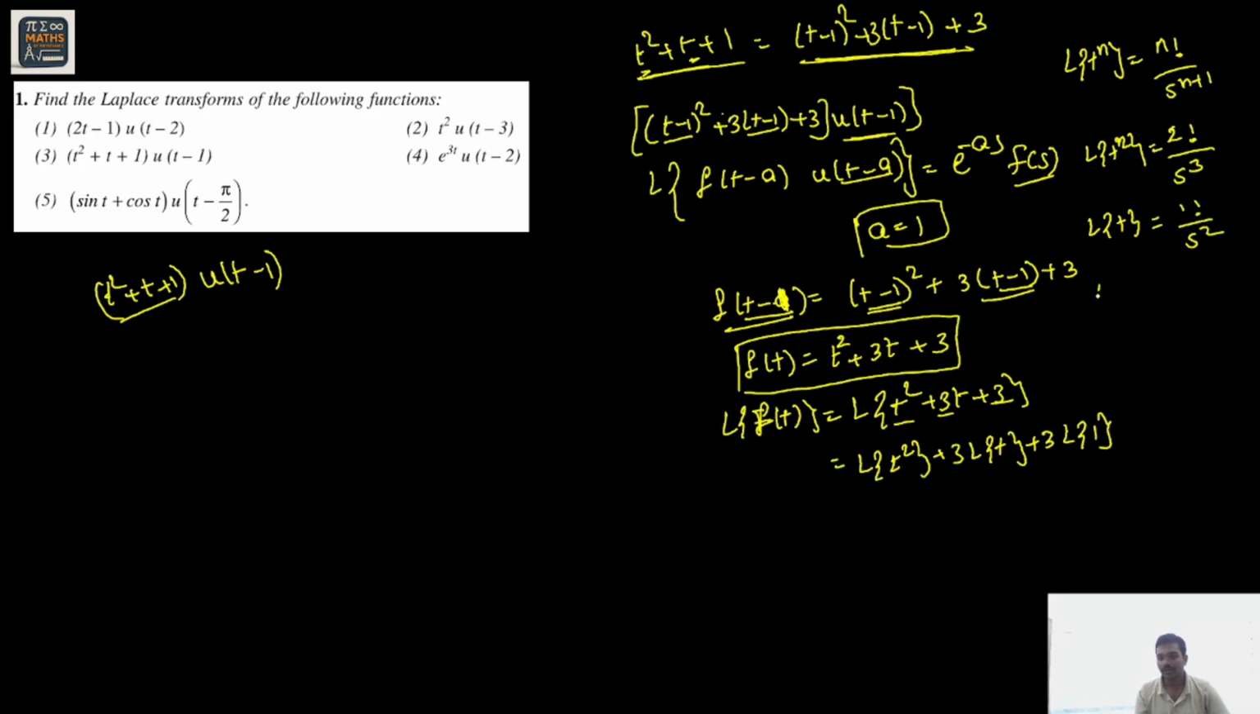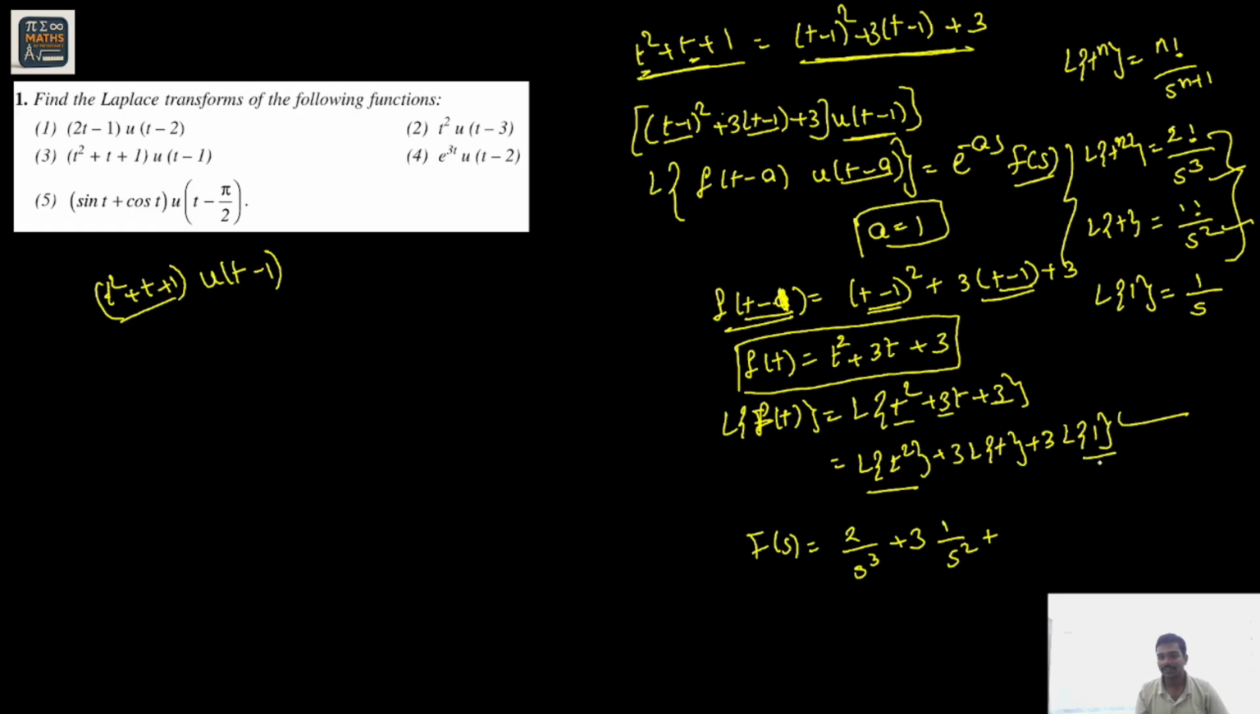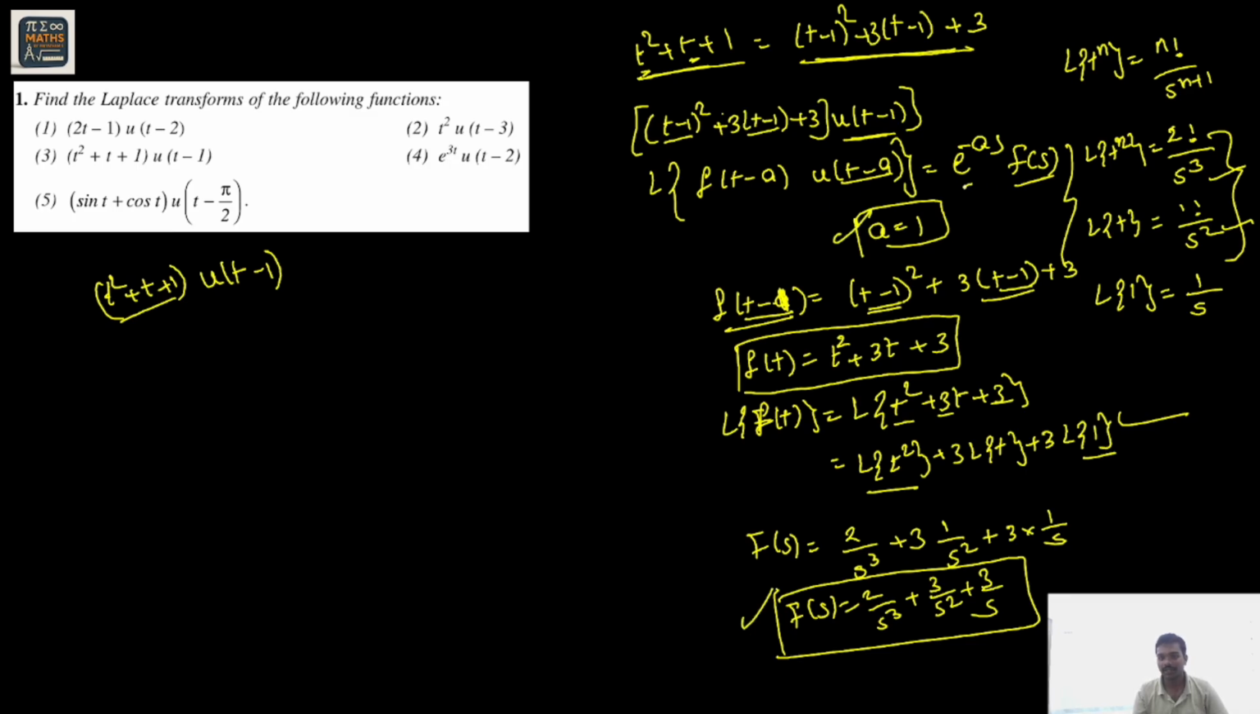Substitute these terms here, and we know that Laplace of 1 is equal to 1 by s. Substituting these three terms, we get f of s equal to Laplace of t square term, 2 factorial, that is 2 by s cube, plus 3 into Laplace of t, whose value is 1 by s square, plus Laplace of 1 whose value is 3 into 1 by s. This is f of s. F of s is equal to 2 by s cube plus 3 by s square plus 3 by s. Substitute this a value and f of s terms in here.